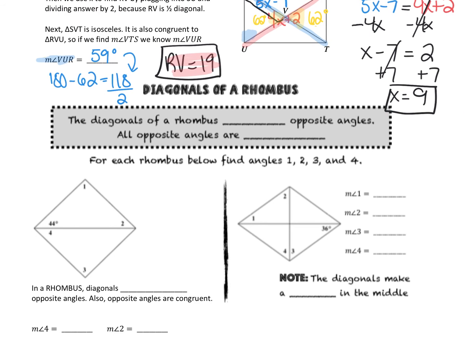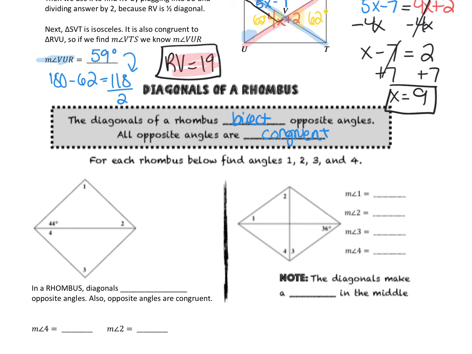And then to end on an easier note, we're going to talk about the diagonals of a rhombus, which is a pretty easy concept. The diagonals of a rhombus bisect opposite angles, which means that they cut them in half. So all opposite angles in a rhombus are congruent. So they bisect them and the opposite angles in a rhombus are congruent.